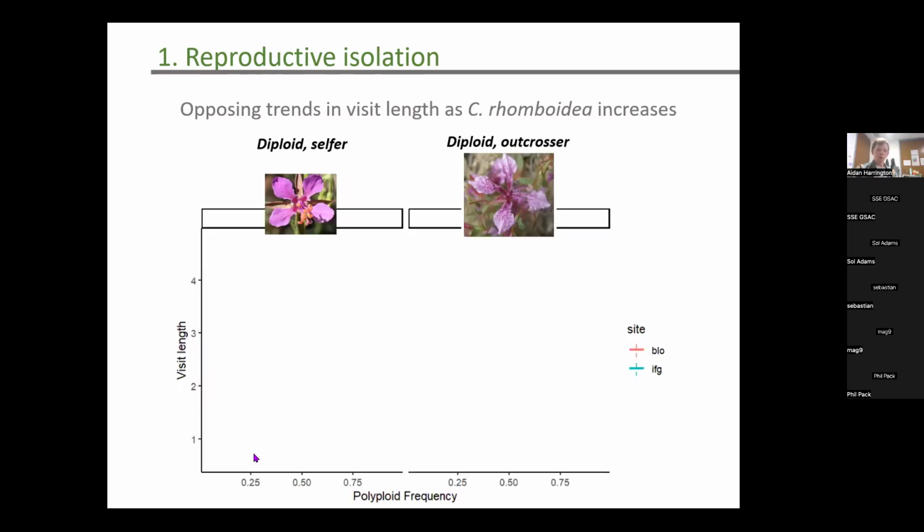In terms of the length of these visits, again, we have polyploid frequency on the x-axis and visit length on the y-axis. When paired with the sulfur, we can see that visits to the arrays tend to get longer. Pollinators spend more time in the arrays as rhomboidea, the polyploid, frequency increases. And we see the opposite when rhomboidea frequency increases when paired with the diploid. So pollinators are spending less time in the array when rhomboidea is more available.